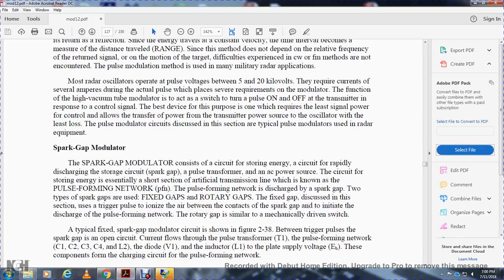The fixed gap is discussed in this section. It uses a trigger pulse to ionize the air between the contacts of the spark gap, which initiates the discharge of the pulse forming network.